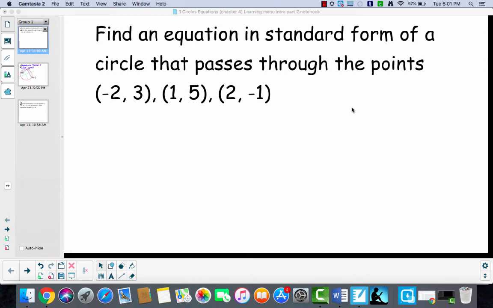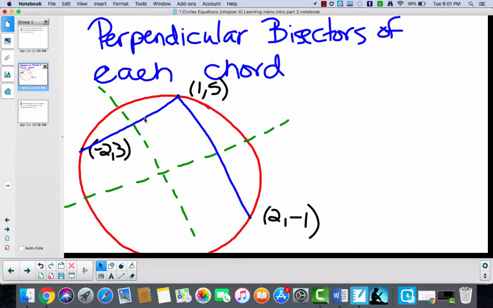Okay, we're going to look at how to write the equation in standard form of a circle that passes through these 3 points: (-2, 3), (1, 5), and (2, -1). We're going to start by plotting those points, so that's what I have here for you. Here's (-2, 3), here's (1, 5), and here's (2, -1).